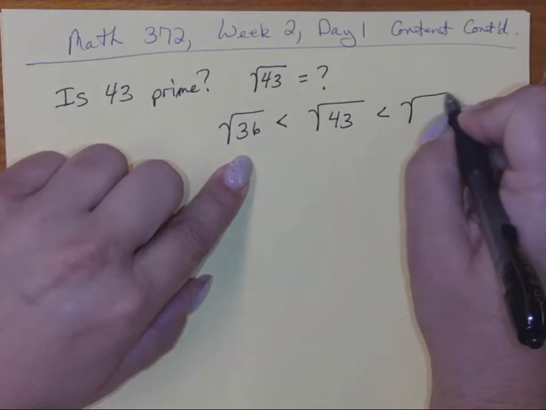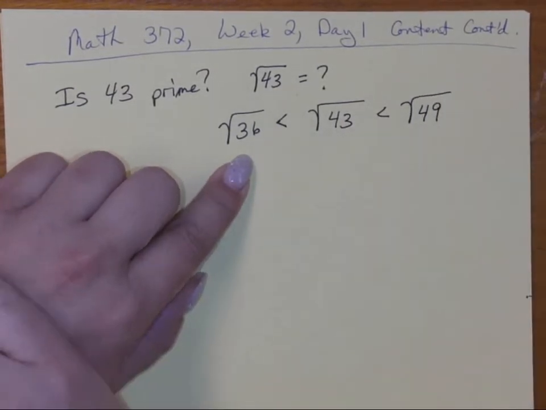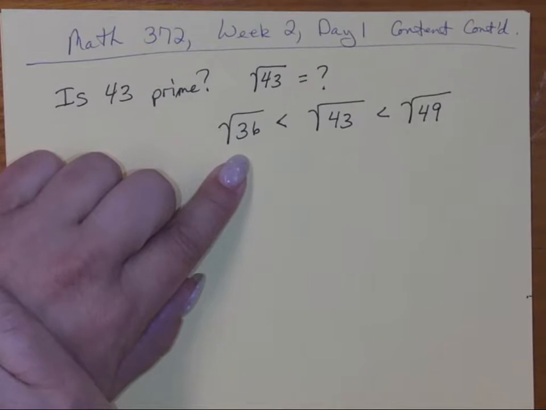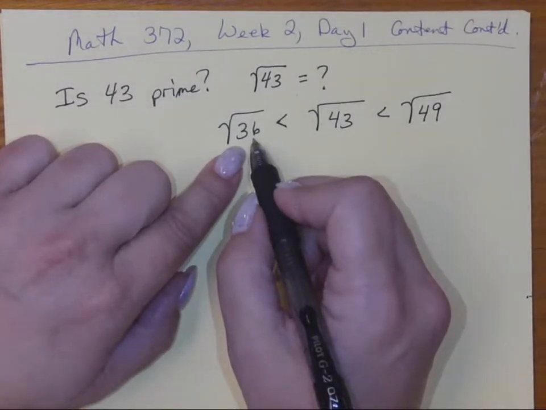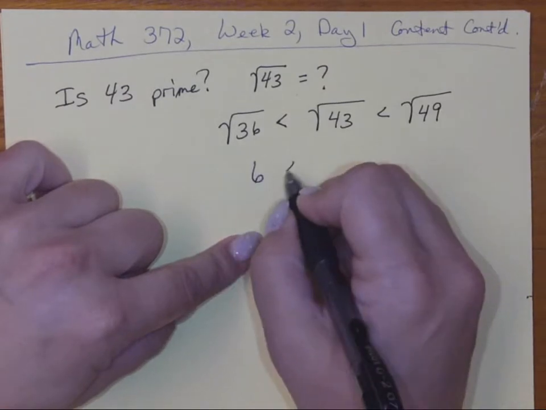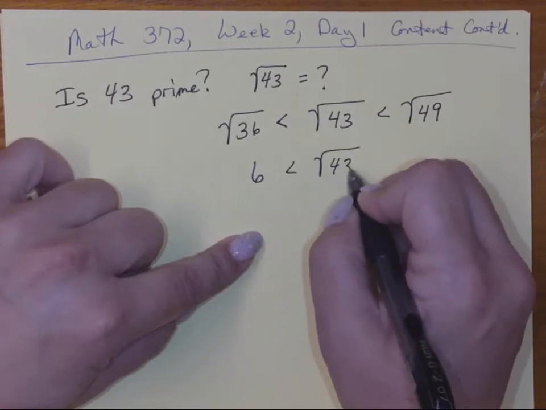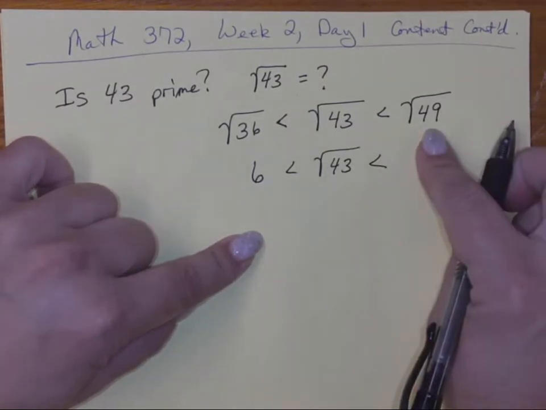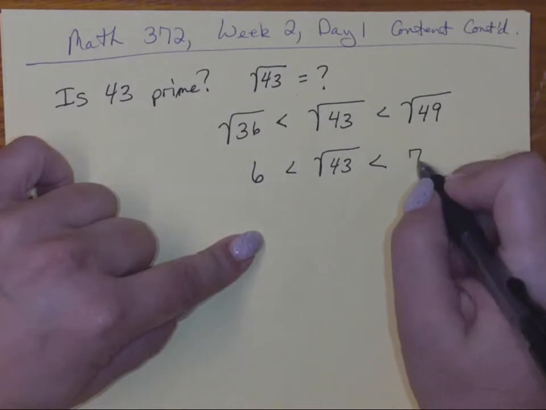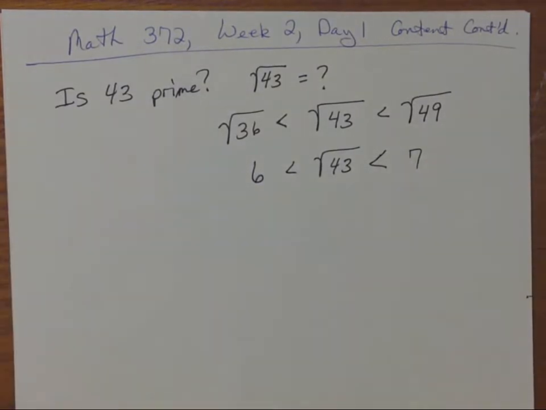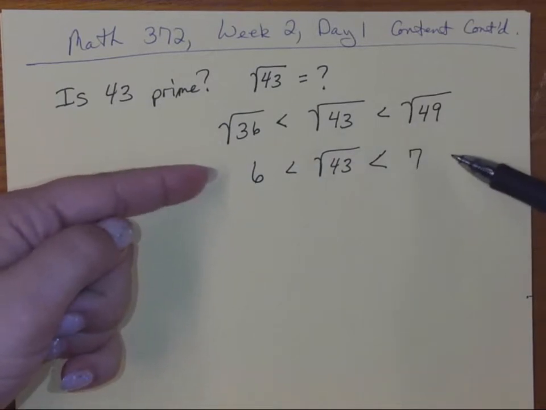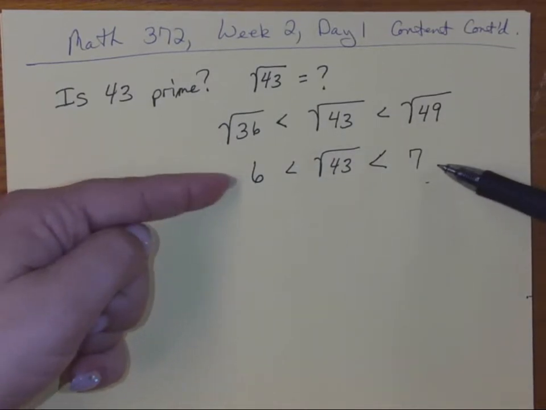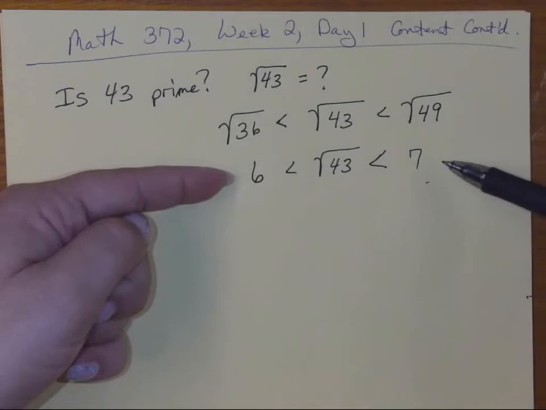And I know that 43 is less than 49. Okay, so I'm picking those numbers because 36 is 6 squared, right? So this becomes a 6. I still don't know what 43 is, but 7 squared is 49. So I picked numbers that I knew fell right around 43 that I could easily reduce. Those guys I know. I know the square root of 49, so I'm going to use them.